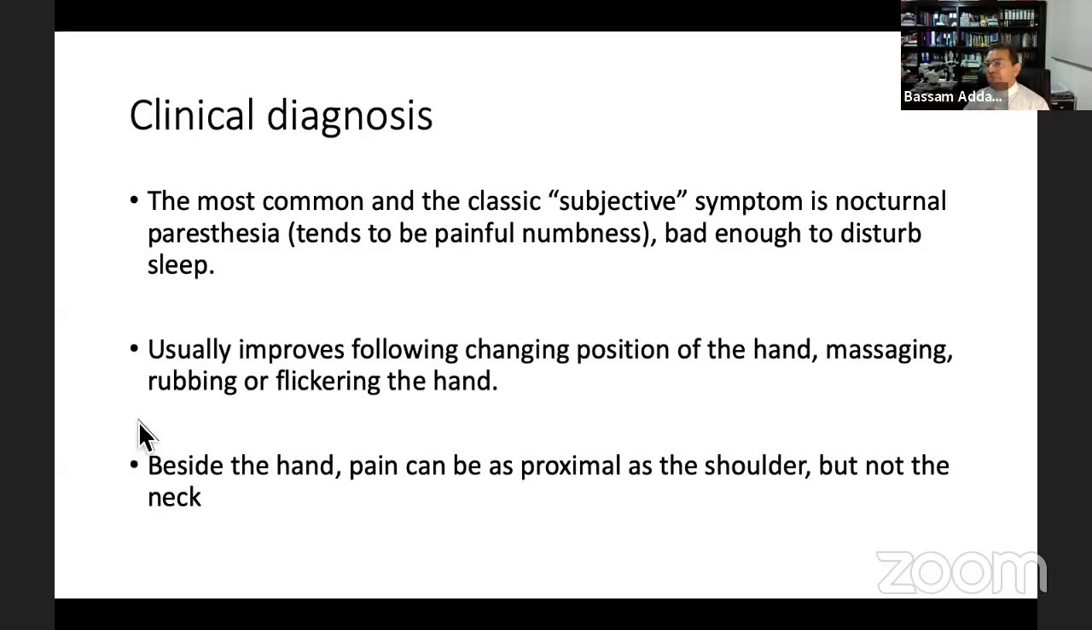Besides the hand pain, you can get pain at the wrist and forearm, and as proximal as the shoulder. And that's not unusual or very rare, but usually the neck is not involved.